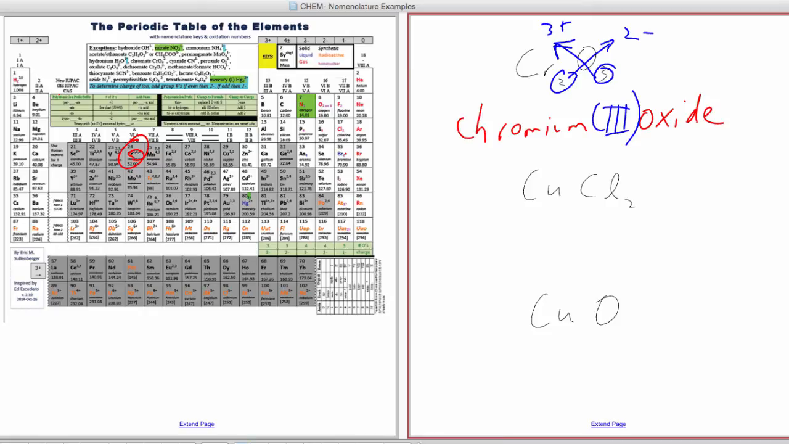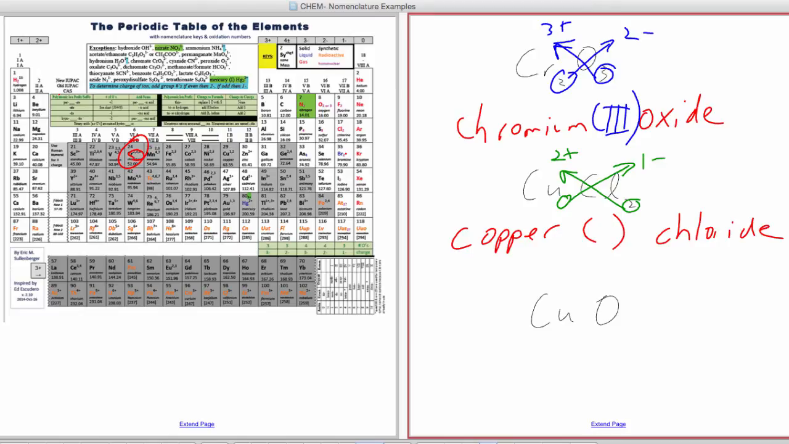We could do the same thing here on this one. So Cu is copper. Copper can be a 1+ or a 2+, so we know we're going to need parentheses there. Cl is just chloride. And then we can use reverse crisscross. Cu has a 2+, Cl has a 1-, and that's correct for chloride, so then copper must be a 2. Roman numeral there.